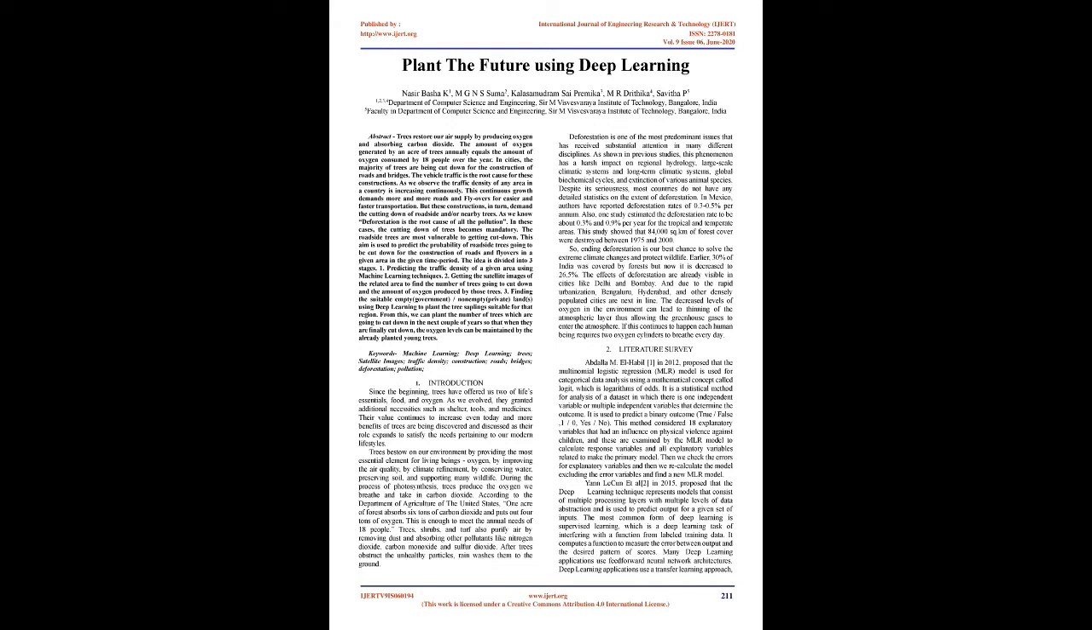over the year. In cities, the majority of trees are being cut down for the construction of roads and bridges. The vehicle traffic is the root cause for these constructions. As we observe, the traffic density of any area in a country is increasing continuously. This continuous growth demands more and more roads and flyovers for easier and faster transportation.